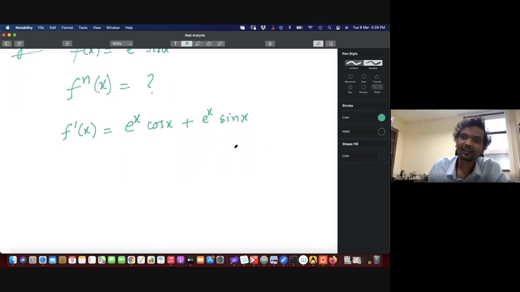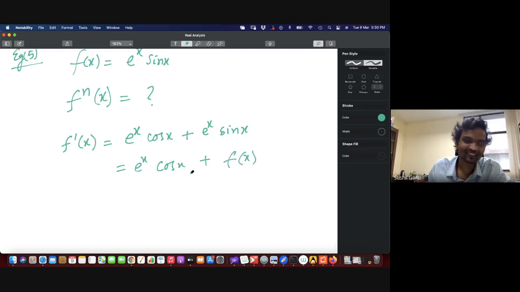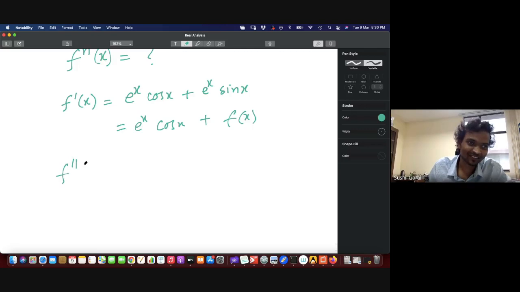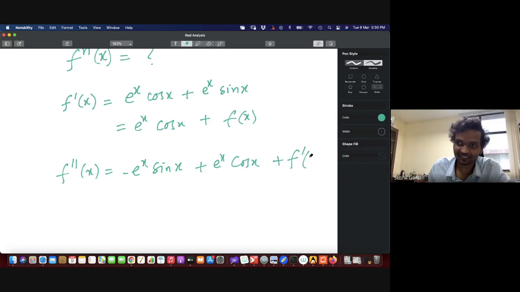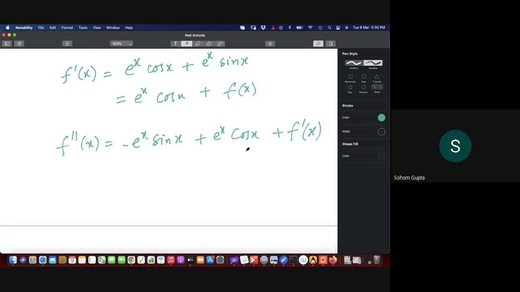True. In this case, you get a nice thing, right? So this one is e to the power x cos x plus you get fx here. So f prime x is e to the power x minus sin x, plus e to the power x cos x plus f prime x. That is 2f prime x, I think.